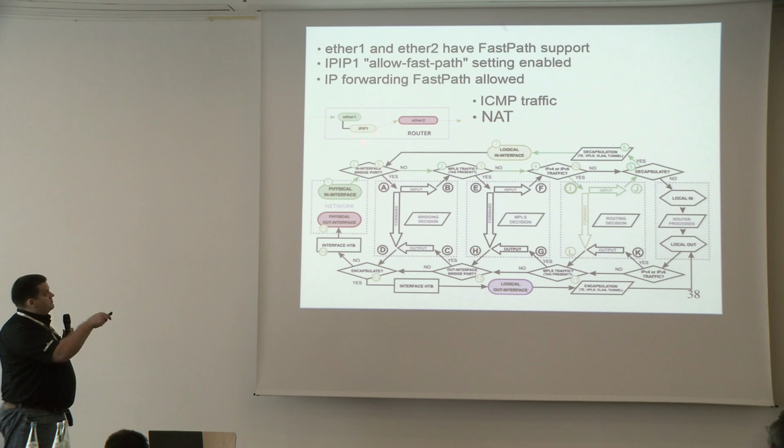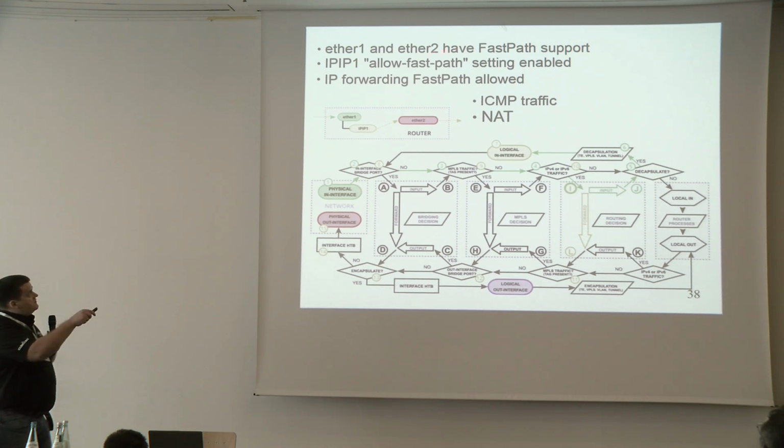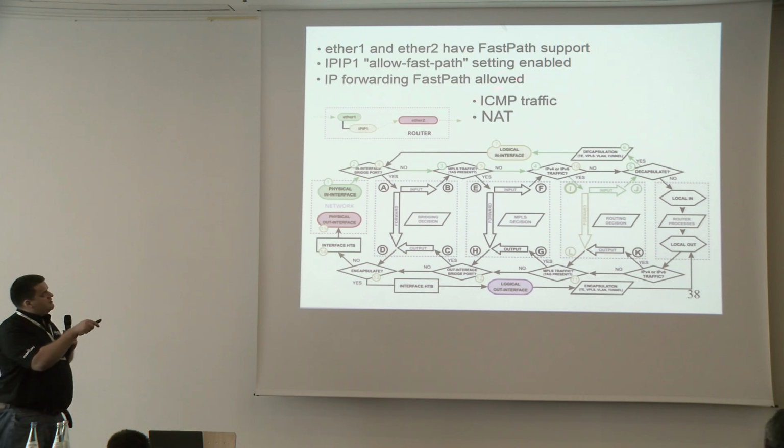We receive a packet over an IP-IP tunnel, which runs on ether1, and goes out on ether2. So it arrives as a tunnel IP-IP1, gets out of the tunnel and goes through. Both interfaces have FastPath support, and on the IP-IP tunnel we enabled the allow FastPath setting. We also have IP forwarding FastPath allowed. We have ICMP traffic, and we have NAT.